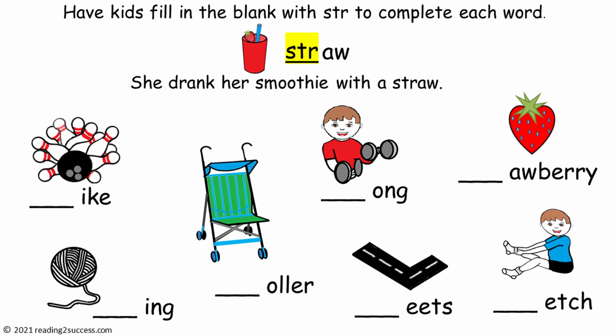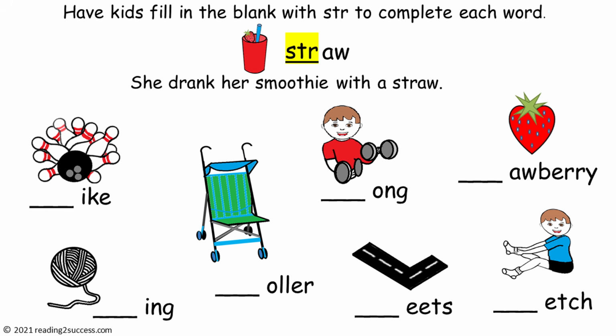Now it's time to introduce kids to S blends that have 3 letters. In our example, we see a cup and it has a straw. Our first S blend is STR, and that will begin each of our words. We are going to have kids write that blend in front of the other letters, and they will make the word that the picture represents. So review each picture with them.